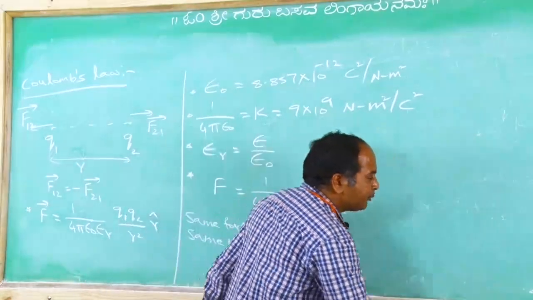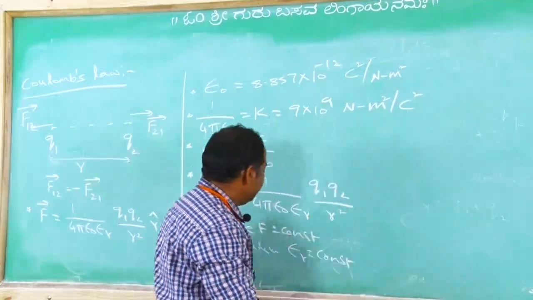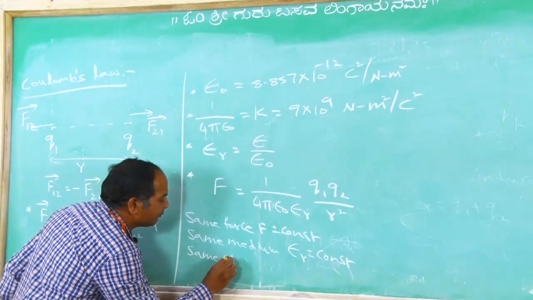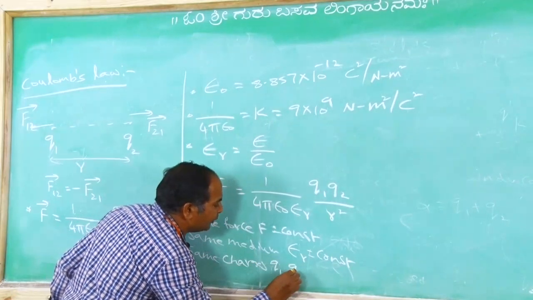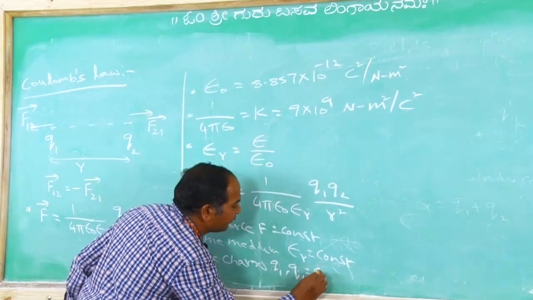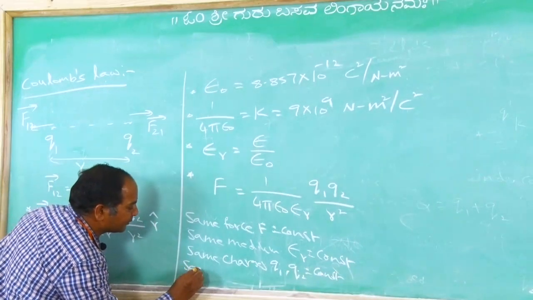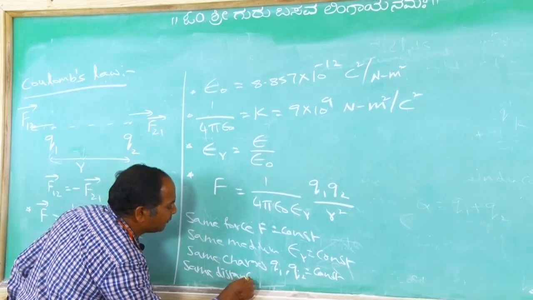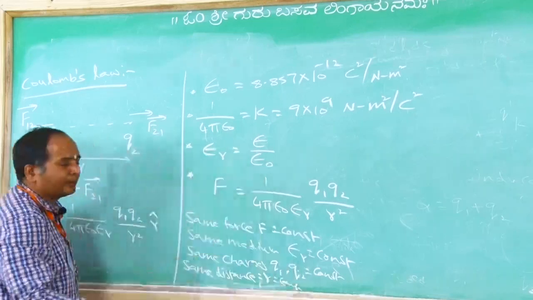Similarly, same charges means Q1 Q2 constant. Similarly, same distance means R constant. These points we should remember.